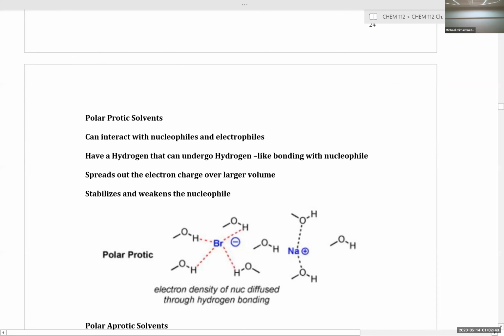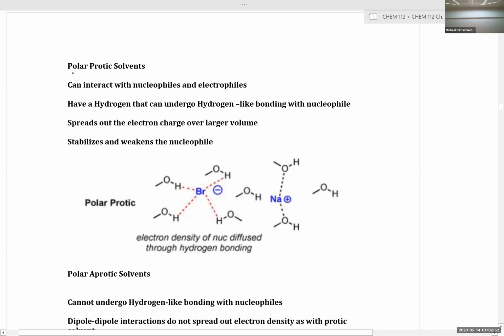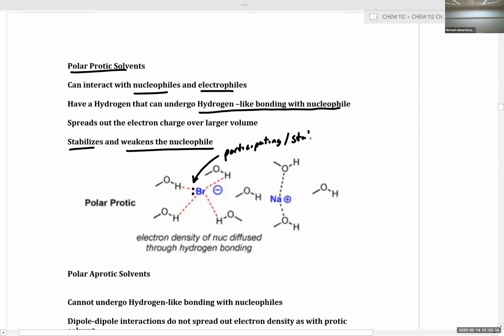Now, to talk a little bit more about polar protic solvents: they can interact with nucleophiles and electrophiles, and they can undergo hydrogen-like bonding with the nucleophile. Now, this in turn stabilizes and weakens our nucleophile because the nucleophilic lone pair is participating in, or stabilized by, a hydrogen bond. So hydrogen bonding stabilizes our nucleophile, which makes it less reactive in substitution reactions.